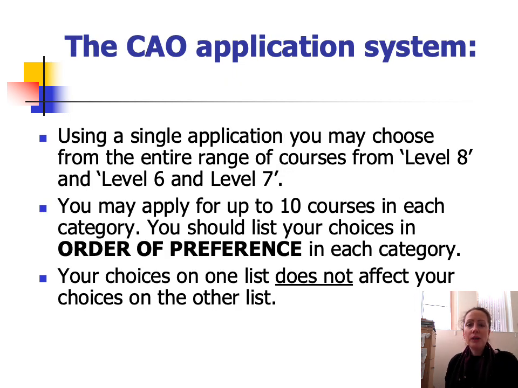Once you have your account set up, you can go in and have a look at your level 6, your level 7, and you can list the courses that you would like to apply for in order of preference in each category. You get 10 choices for your level 8 and 10 choices for your level 6, 7. And one list does not affect the other.